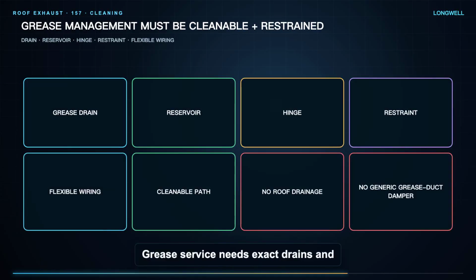Grease service needs exact drains and reservoirs, hinge and restraint, flexible weatherproof wiring, cleanable access, fire system coordination, and approved components. Never show grease draining onto the roof, an unrestrained tipped fan, or a generic damper obstructing a grease duct.